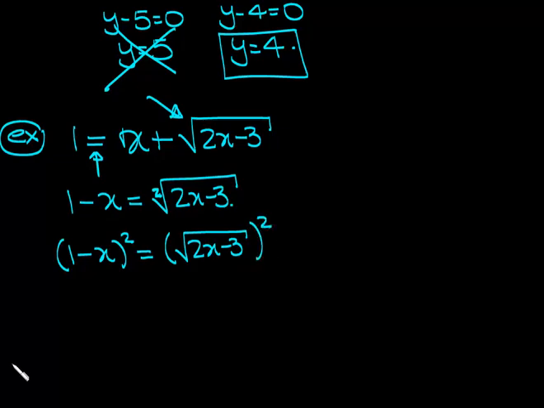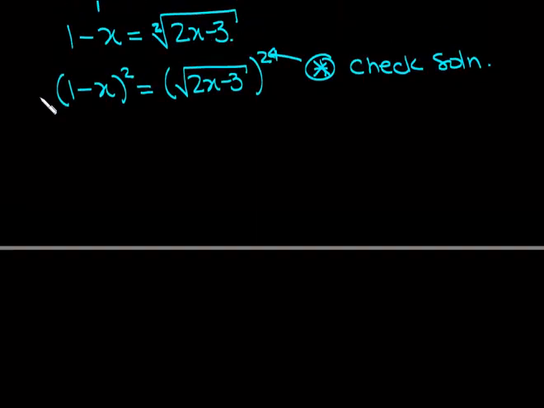And because we did that, we're going to have to check our answer, so let's make a note. Check answers. Why are we doing that? Check solution. We're doing that because we raise it to an even power. If this was a 3, then I wouldn't have to worry about that. Okay, so let's do this.